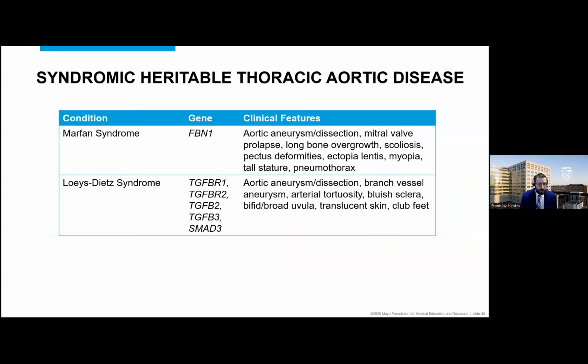So the next disease to consider is Loeys-Dietz syndrome. Now there are 5 well-known mutations that encode connective tissue here: TGFBR1, TGFBR2, TGF-beta2, TGF-beta3, and SMAD3. And this is obviously associated with aortic aneurysm and dissection, but the important difference between Loeys-Dietz and Marfan, and this can absolutely be tested on cardiology boards as well, I had a question about this, is arterial tortuosity, bifid uvula, and bluish sclera.